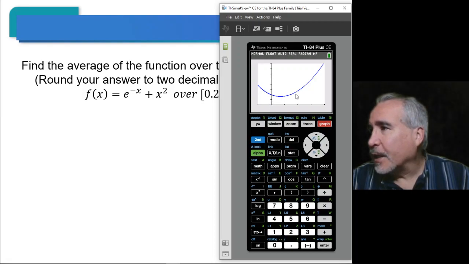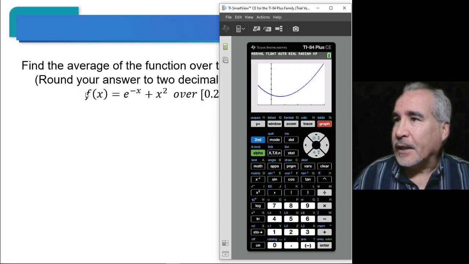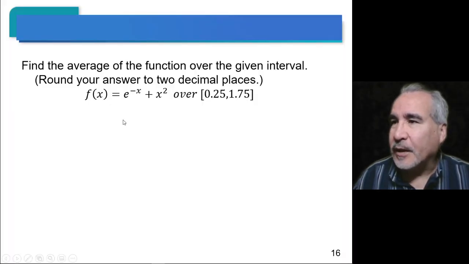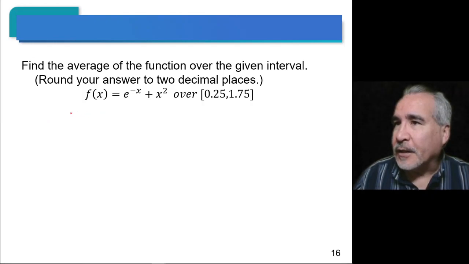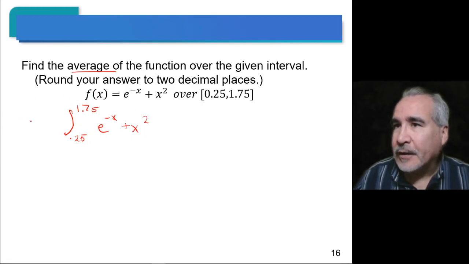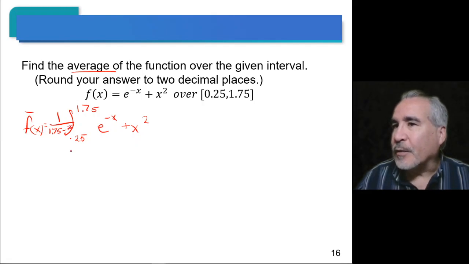So here's 1, here's the full graph. Let's back up because this is the last one. There we go. What I'm going to do is I need the integral from 0.25 to 1.75 of e to the minus x plus x squared. And since I want the average, right, we were looking for the average function value, we need to multiply by 1 over 1.75 minus 0.25. That's going to be 1 over 1.5.